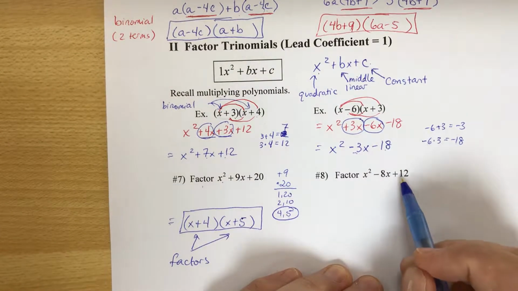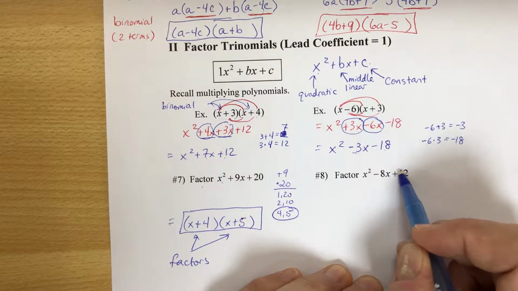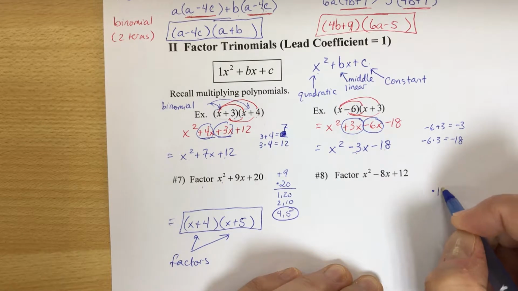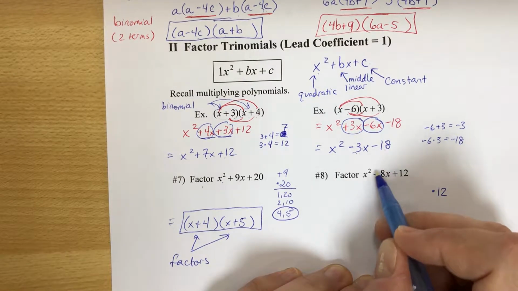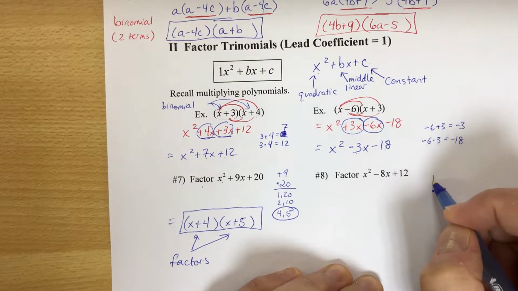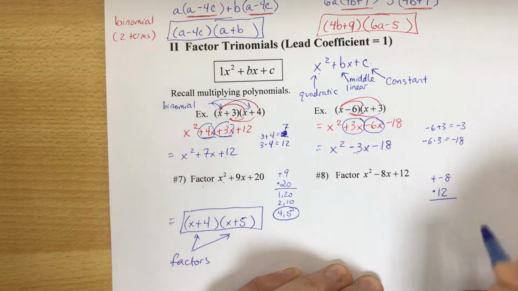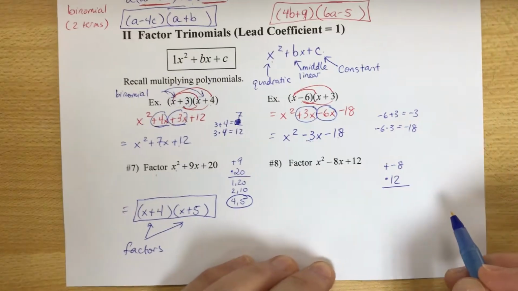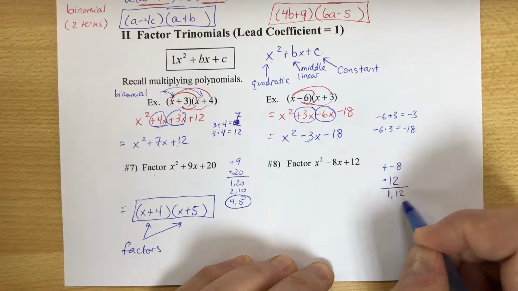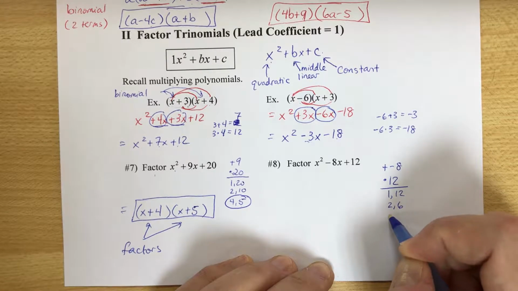Number 8, can you think of two numbers that multiply to the constant, so multiply to 12, and add up to the middle value, which is negative 8? Okay, so what multiplies to 12? 1 and 12, 2 times 6, 3 times 4.